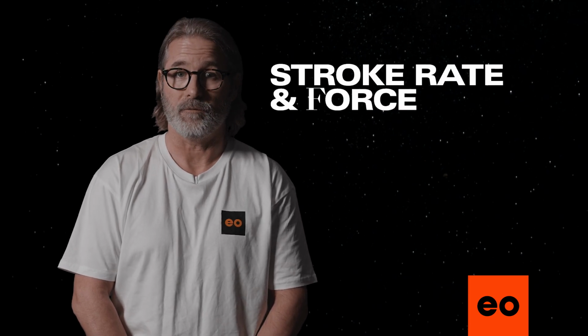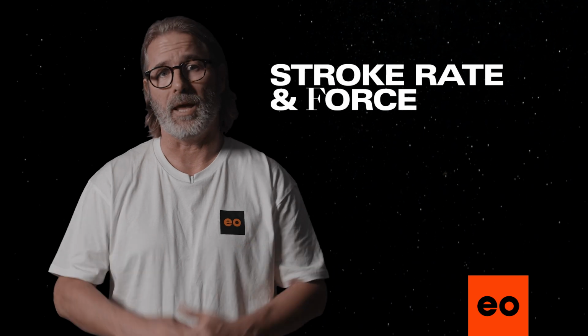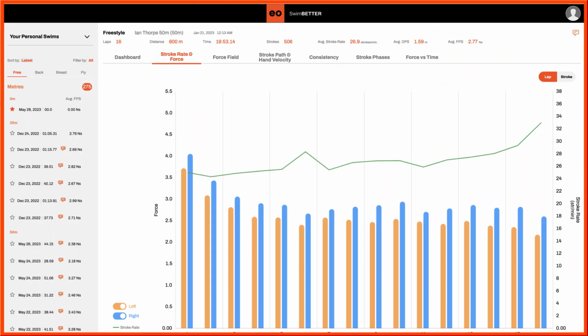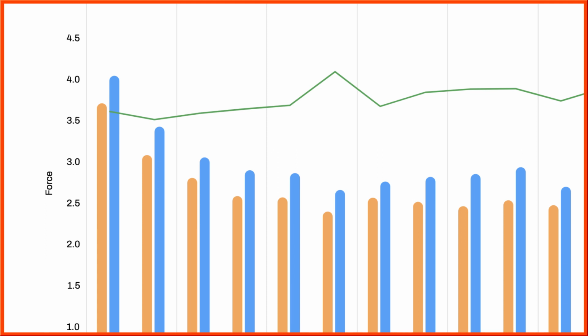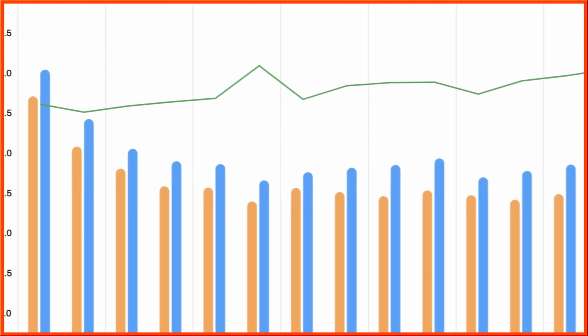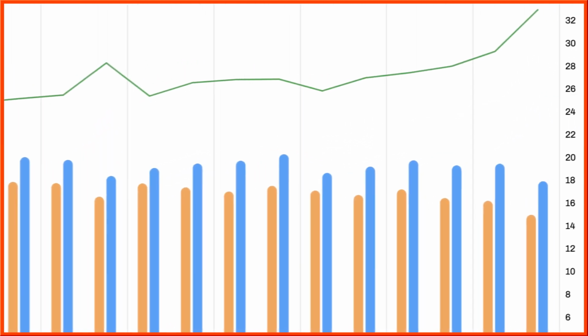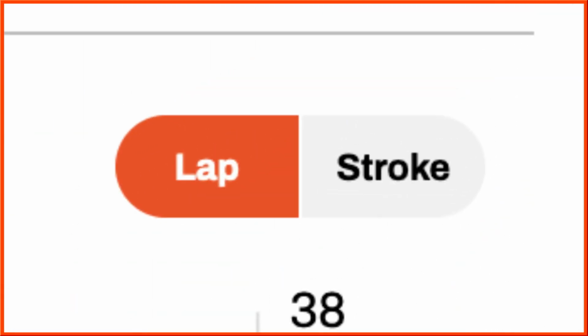Let's start with the most basic of the features, stroke rate and force. This is the outermost layer of the onion. This feature shows you a snapshot of the total force and stroke rate for your swim. You can view this as an average for each lap, or dive a bit deeper and review by stroke by clicking the stroke button here.